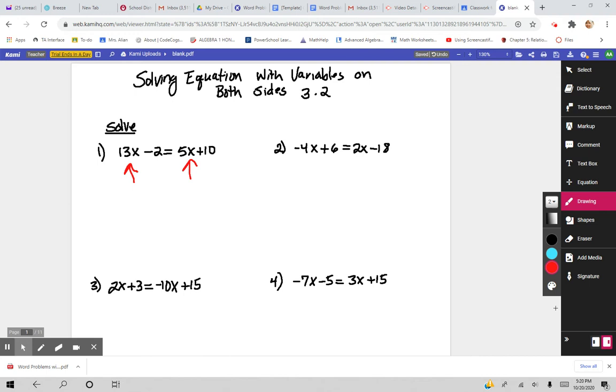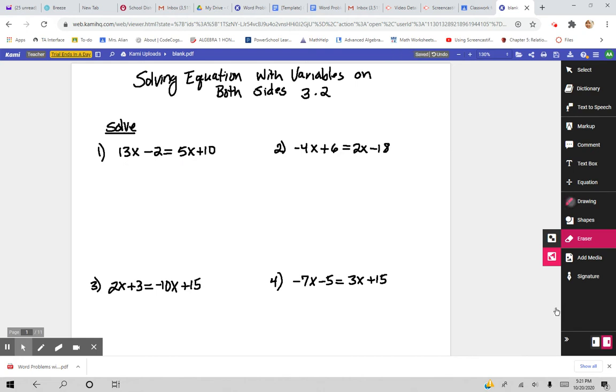So we're going to get all of those terms with x's on one side because we want to isolate for x. We want to solve for x. So we're going to use inverse operations to help us do that. Okay? And the best way to learn this is by doing. So let's start doing this.